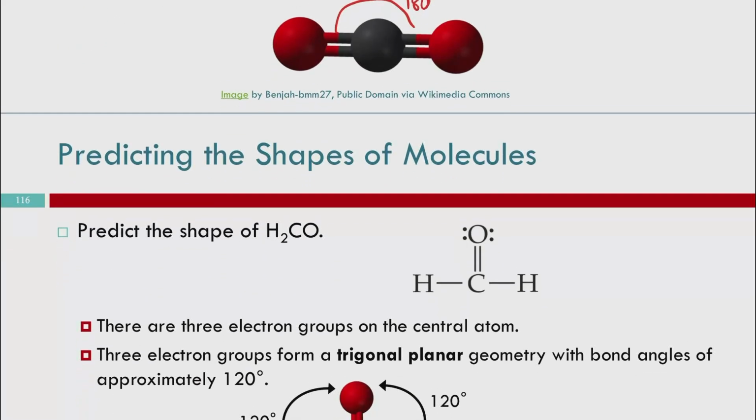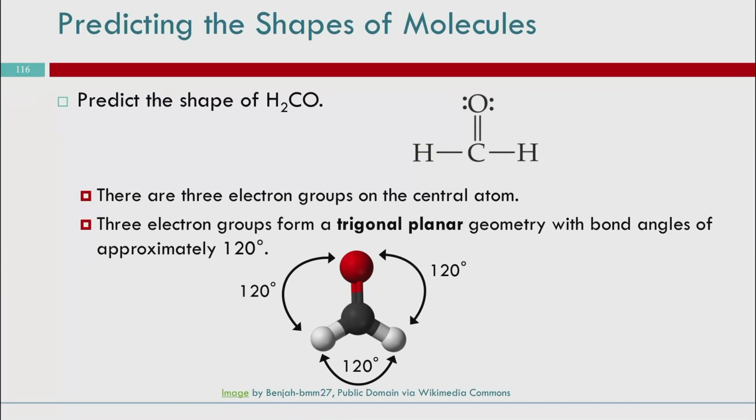Then we've got H2CO. We also saw this Lewis structure earlier. We've got 3 electron groups on our central atom. Carbon, again, is our central atom. We've got 2 single bonds. And we've got 1 double bond. Each of those counts as 1 electron group.